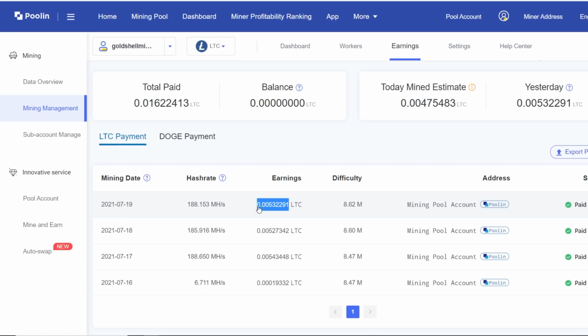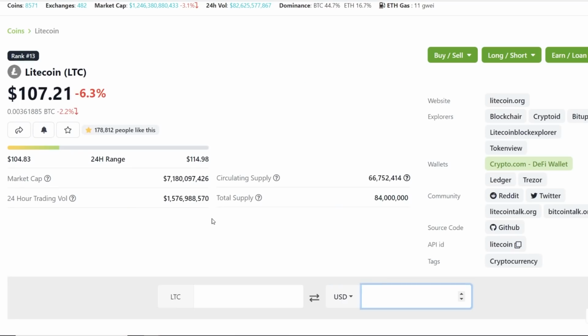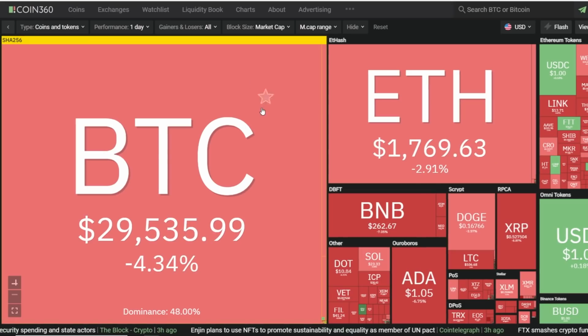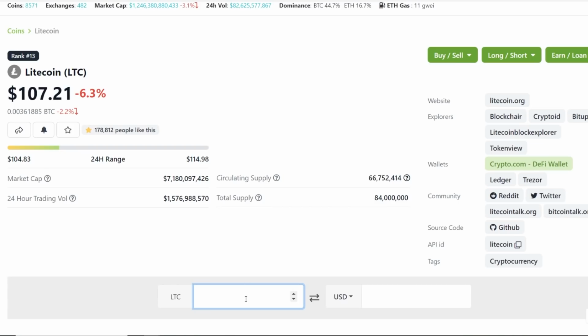Okay, so I'm just going to grab this number here. We're going to go to CoinGecko. We're going to type in Litecoin. As of recording this video, the market has been going down, so the profitability of this is going to be a little bit underwhelming, but we'll see, I guess. So the Litecoin we mine per day is about 57 cents.